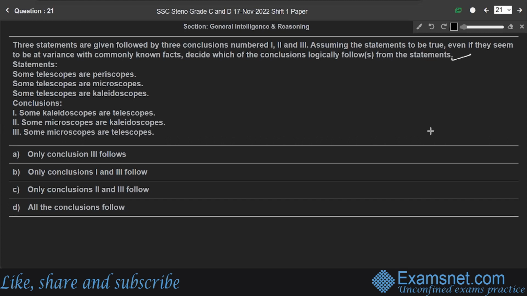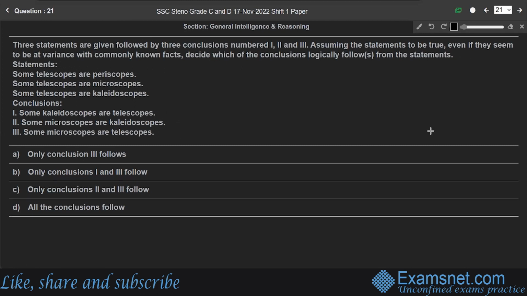Question 21. Three statements are given followed by three conclusions numbered 1, 2, and 3. Assuming the statements to be true, even if they seem to be at variance with commonly known facts, decide which of the conclusions logically follow from the statements. So students, here are three statements given followed by three conclusions, right? So let us represent the given statements in the form of Venn diagram, right?